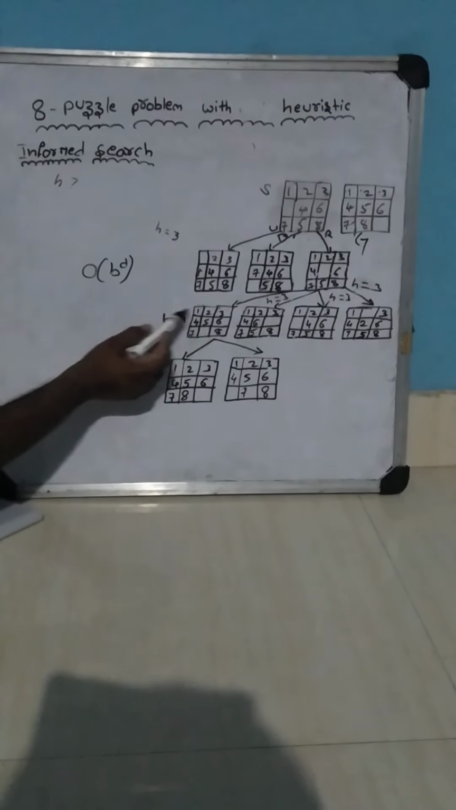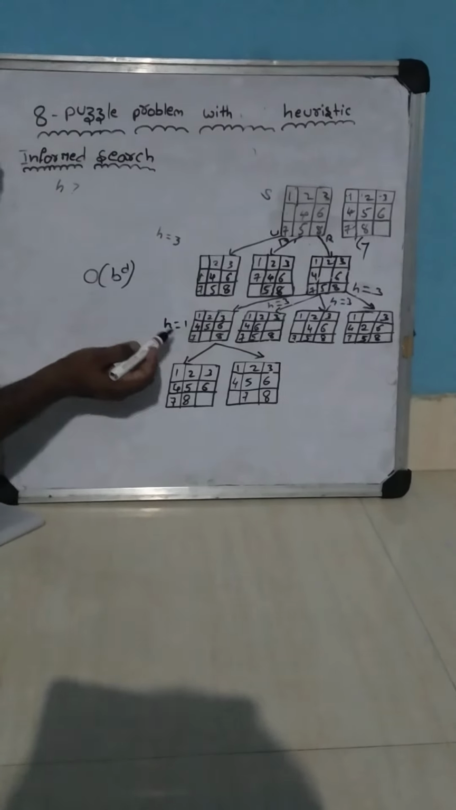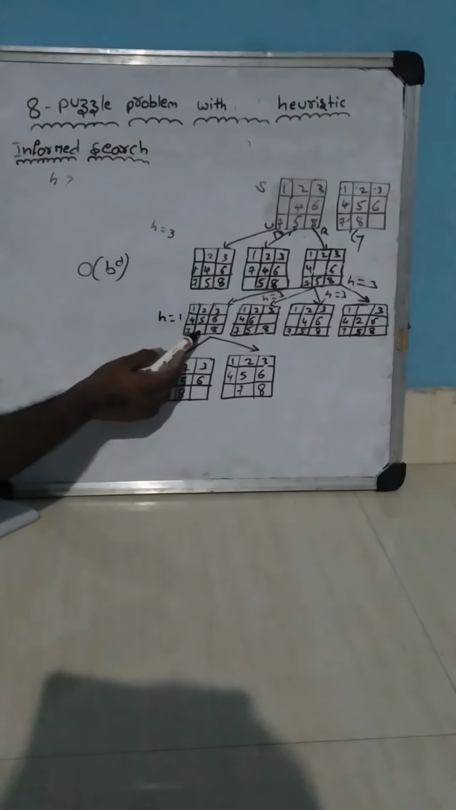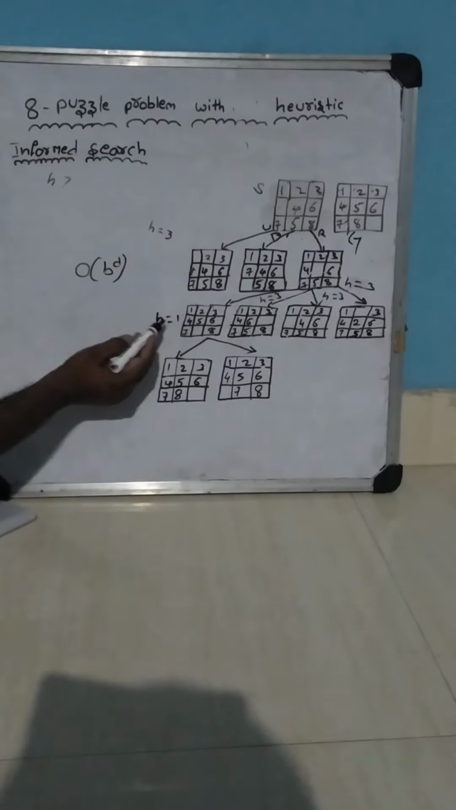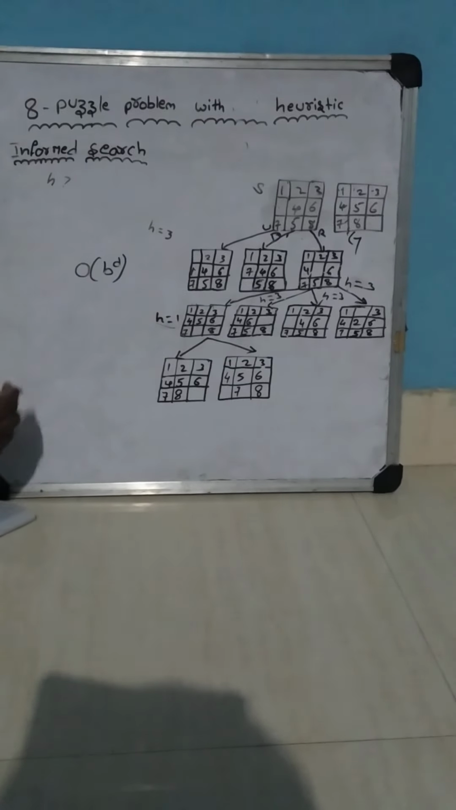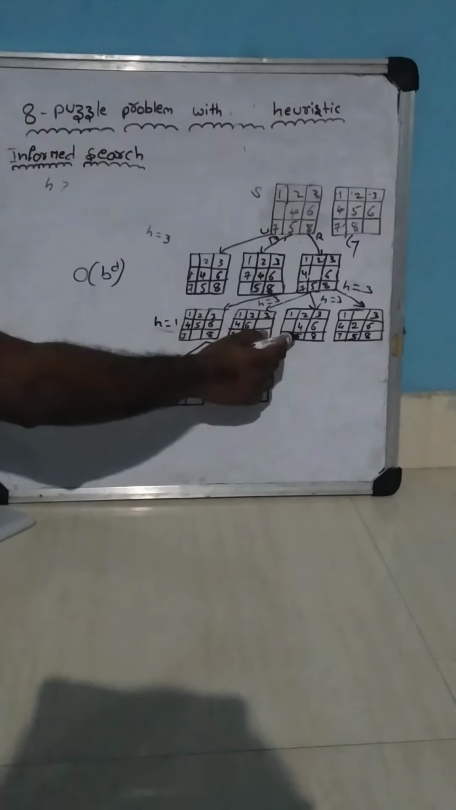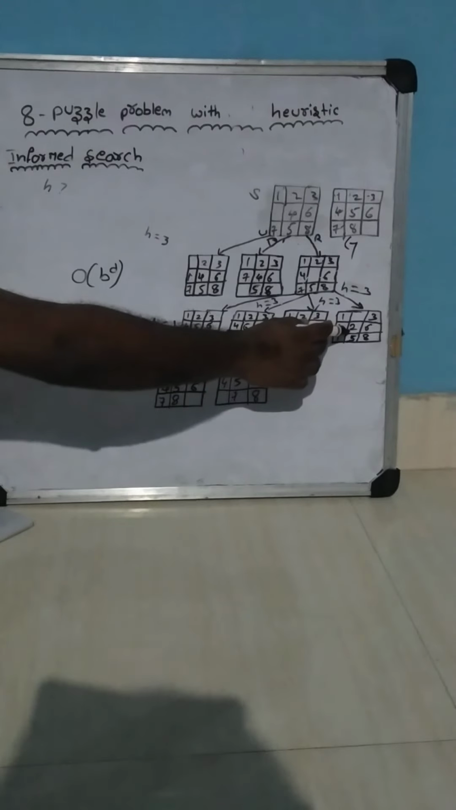Now you calculate this heuristic value again. Here the heuristic value is 1, because we compare with the goal node. 1, 2, 3 will be there, 4, 5, 6 will be there, and 7, 8 will be there. So the space is there. You can do only one time shifting here. So that's why you consider the heuristic value is 1. And similarly here, 1, 2, 3 will be there, 4 is there, and 5 is not here, missing. And again 6 is not there, missing. So here the H value will be 3. Similarly here also H value 3, and here also H value is 3.